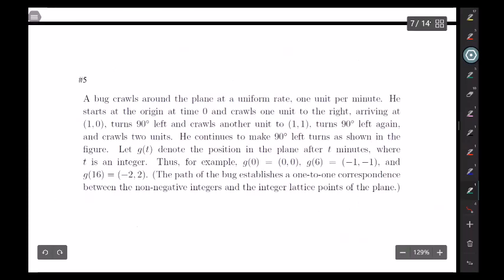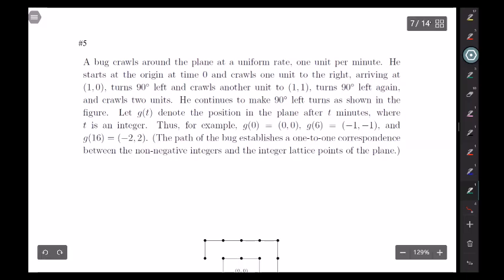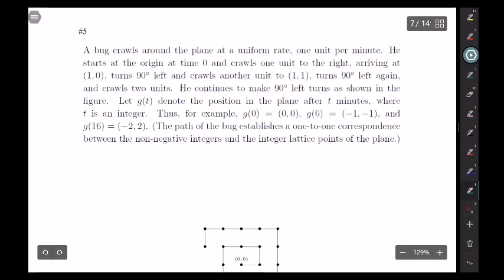Okay, thank God. Eventually, we came to today's main question. This question, you can have so many different ways. You can change it, make it extremely simple or very hard. So first, let's make sure everybody understands. A bug crawls around the plane at a uniform rate, 1 unit per minute. He starts at the origin, at this point here, 0, 0. And then he goes to 1, 1.